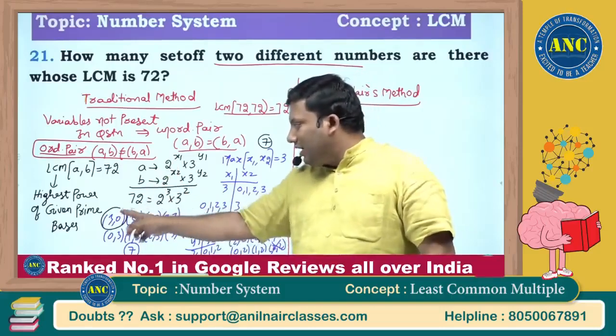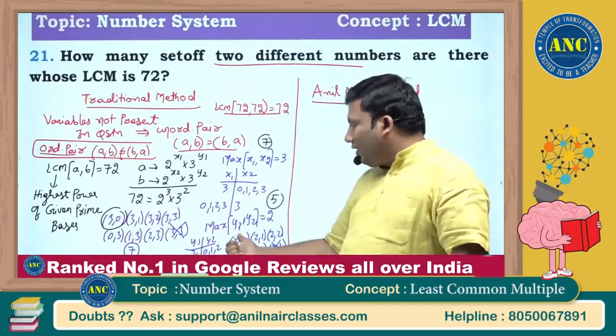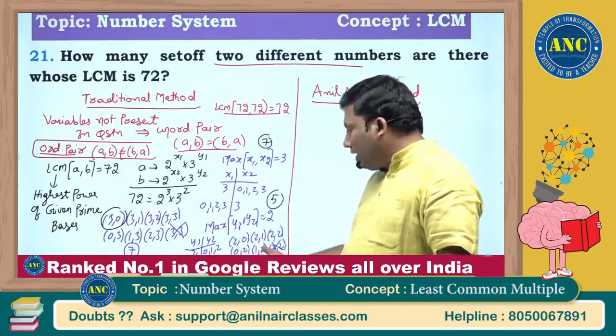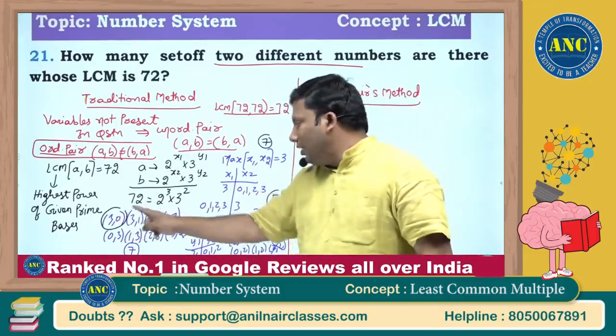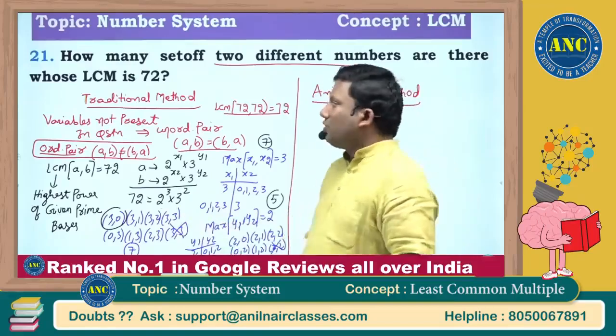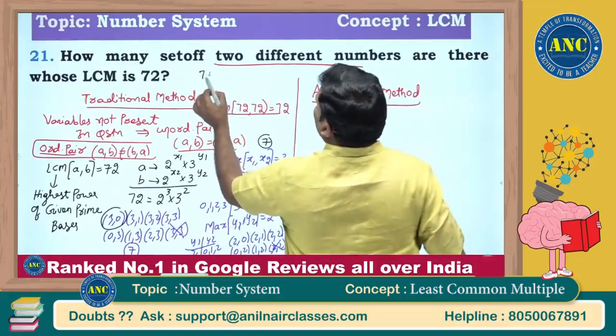If x1 takes 3, x2 takes 0, then y1, y2 can be 2, 0; 2, 1; 2, 2; 0, 2; 1, 2. For one value, there are 5 sub cases. So 7 into 5, 35 cases.